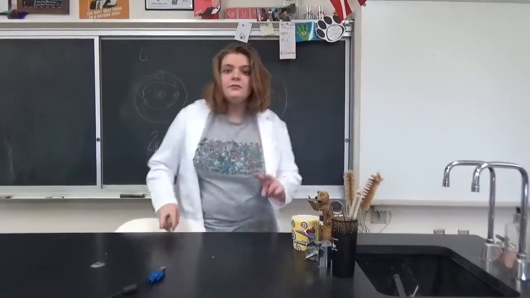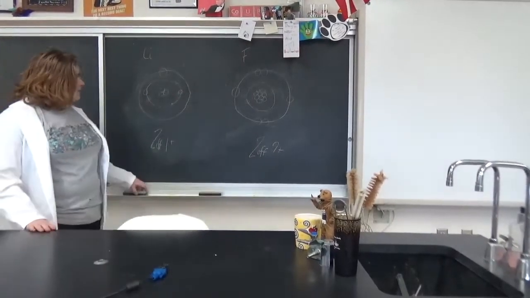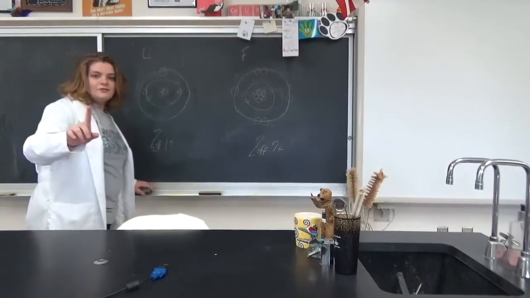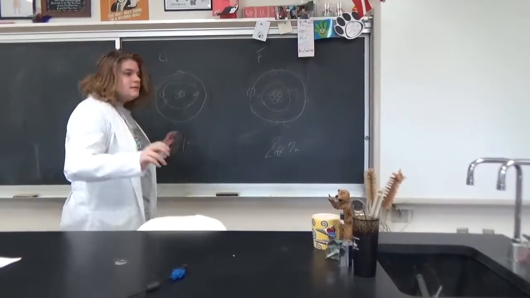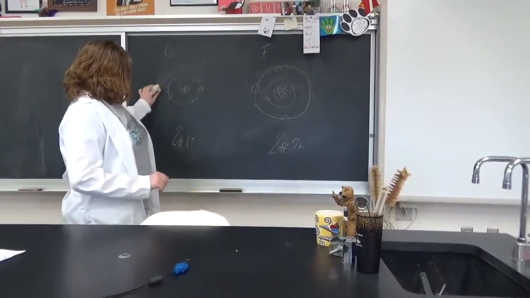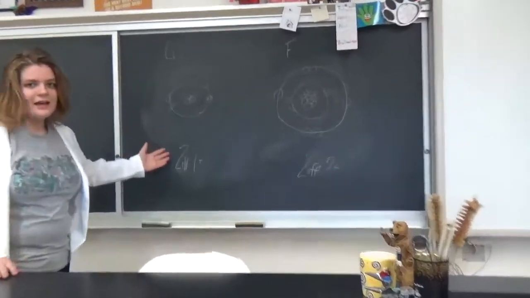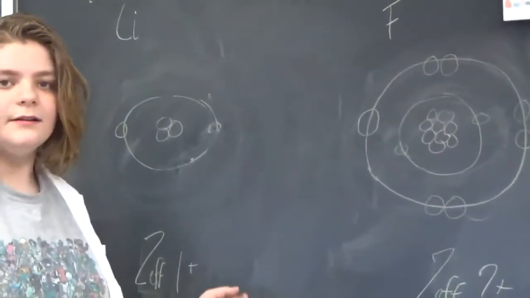Let's take a look at two atoms, lithium and fluorine. Lithium, because it only has one valence electron, will want to lose it. Let's let that lithium lose it. So you can see it lost its outer shell, and now it's slightly smaller.